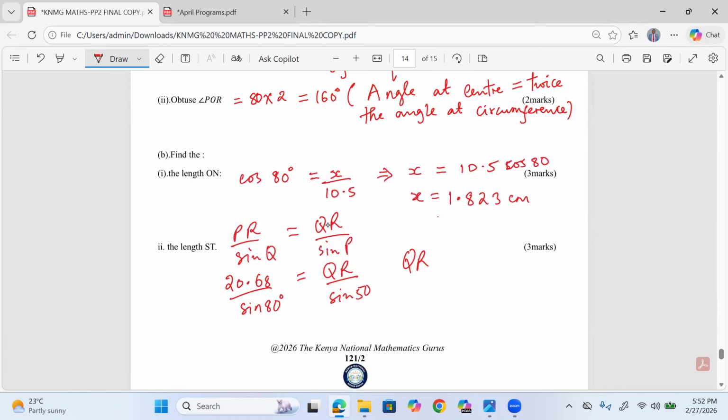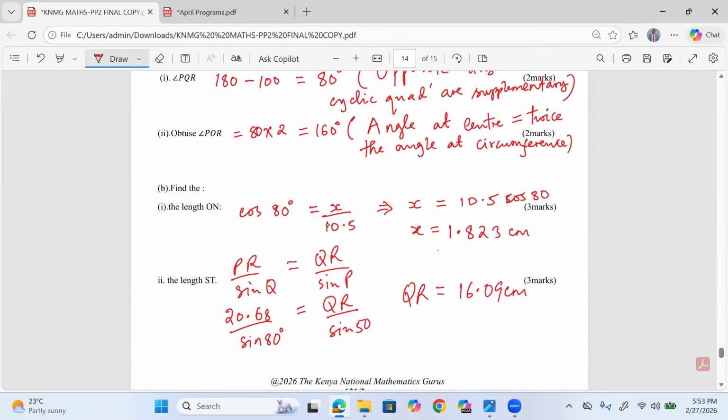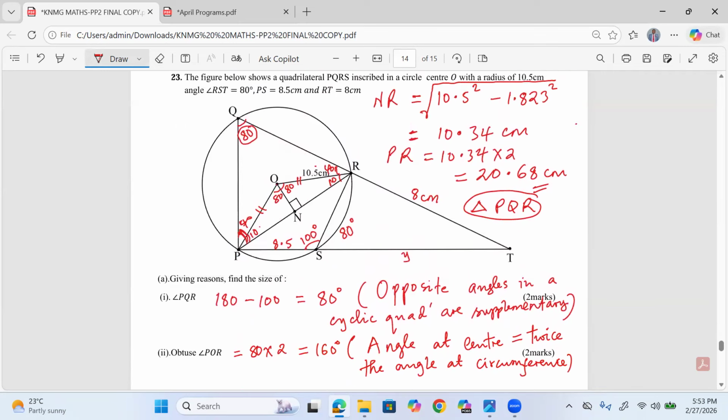So the length of QR is going to be 20.68 sine 50 divided by the sine of 80. I'm getting 16.07, 16.09, sorry, when I round off keenly. So QR is 16.09.